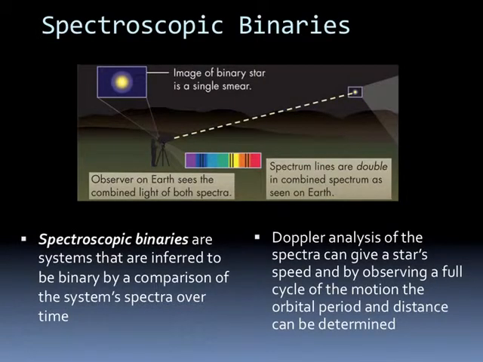The next is called a spectroscopic binary. They're too far away or too close together that we can't actually see two stars. But as we look at the spectra, we see that there are two lines, and they move apart from each other and towards each other. And so Doppler analysis of the spectra gives us the stars' speed by observing a full cycle of the orbital period, and then we can determine their distance from each other.